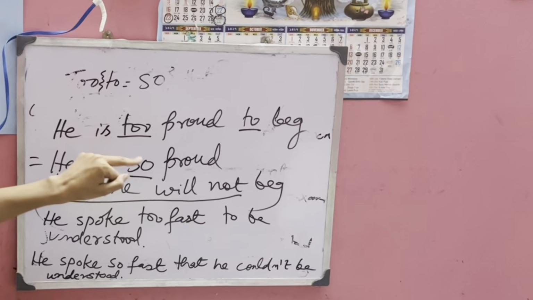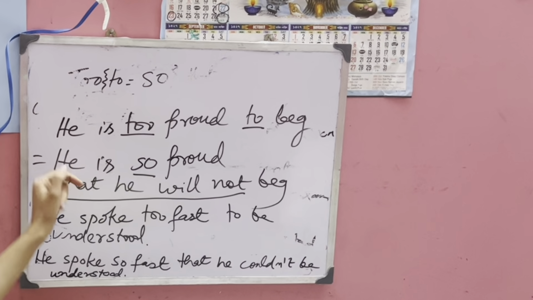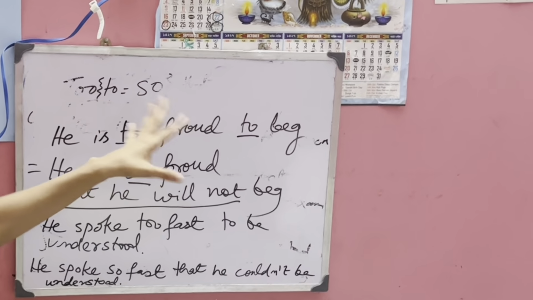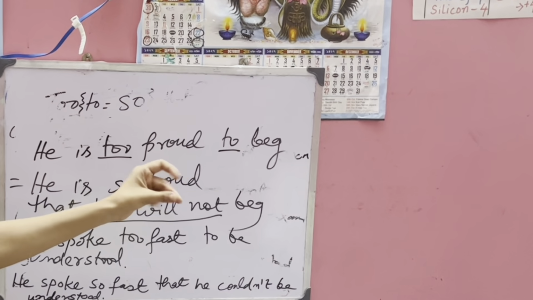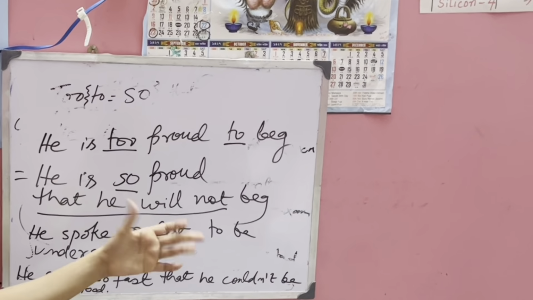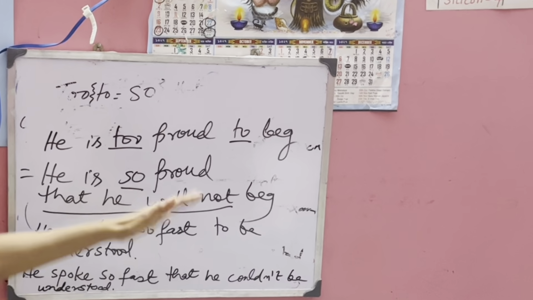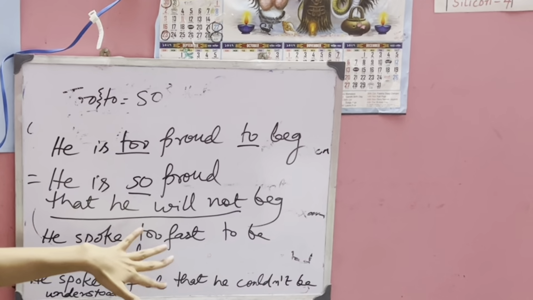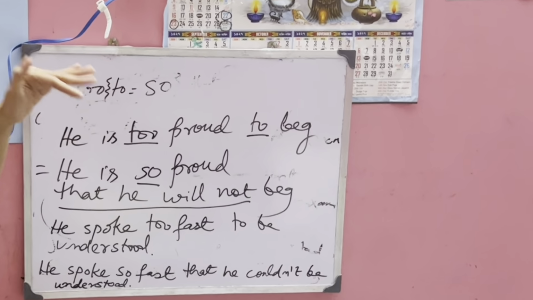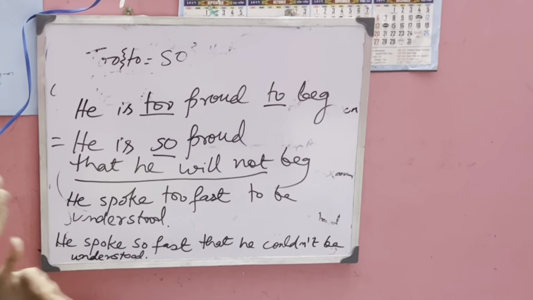So again, I'm going to replace this too by so. He is so proud, and this is a positive sentence. Okay, he is too proud to beg. So this to will be replaced by that he won't or that he will not beg. So can you see that if it's positive, then this gets converted to negative, and a negative sentence gets converted to positive if you don't want to change the meaning.